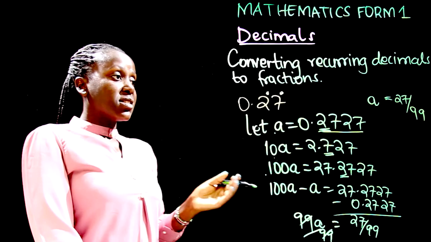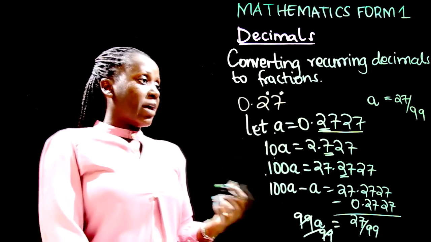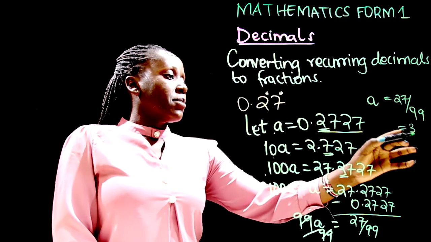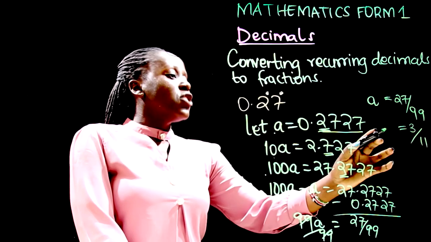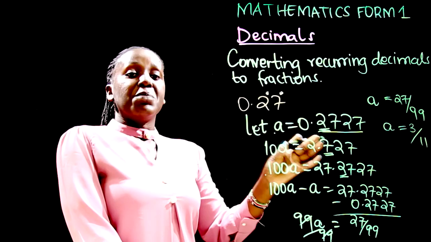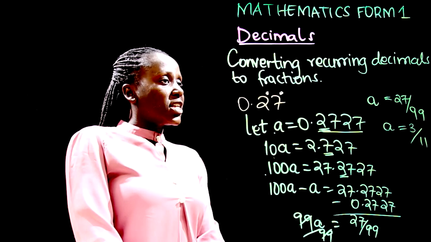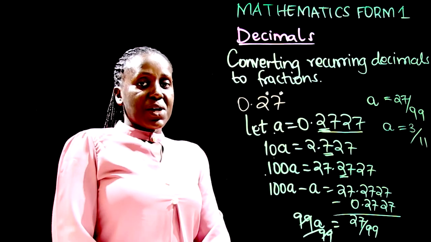Are these two numbers divisible by any number? Yeah, they are both divisible by 9. So 27 divided by 9 is 3. 99 divided by 9 is 11. So A, which is our recurring decimal, will be equal to 3 over 11. So let us look at one final example and then I'll give you some questions to attempt.